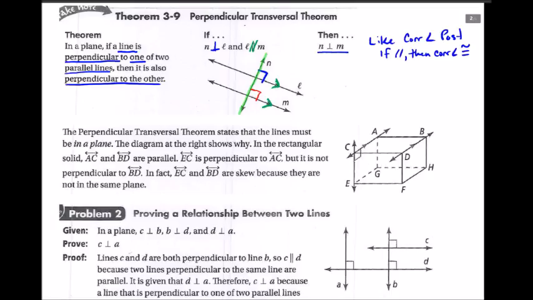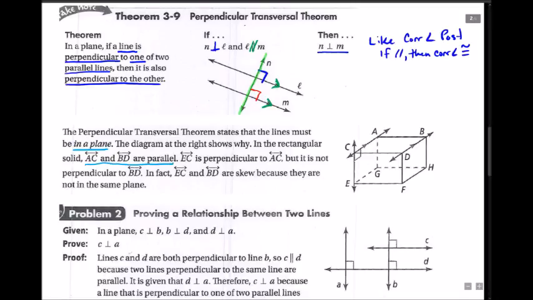If you think of these like what we did in 3-2 and 3-3, they will be easier. These are just special cases of your corresponding angle postulate that uses perpendicular lines. All right, our perpendicular transversal theorem says that our lines must be in a plane. Why does this have to happen? Well, let's take a look.